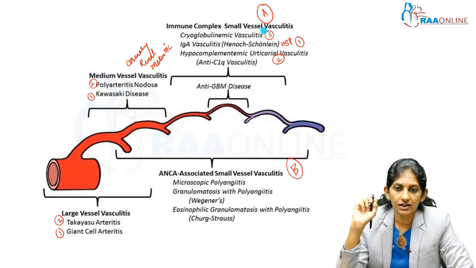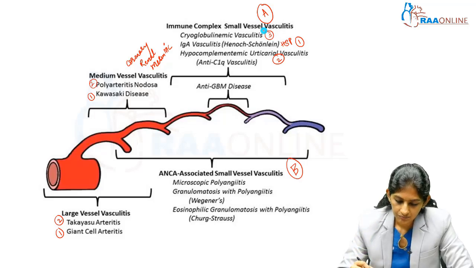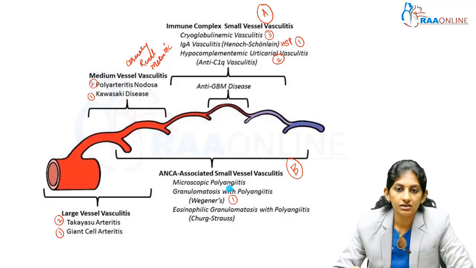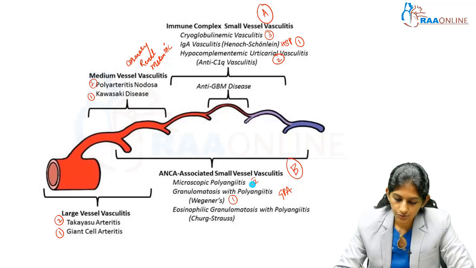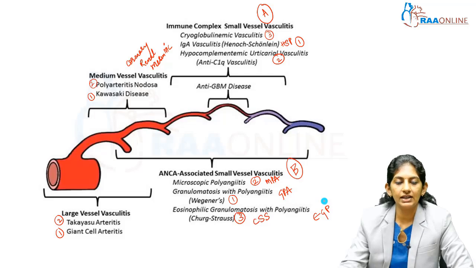ANCA associated vasculitis are 3. Number 1, previously known as Wegener's granulomatosis, is now renamed granulomatosis with polyangiitis. Number 2 is microscopic polyangiitis, otherwise known as MPA. Third one, previously known as Churg-Strauss syndrome, is now known as eosinophilic granulomatosis with polyangiitis.